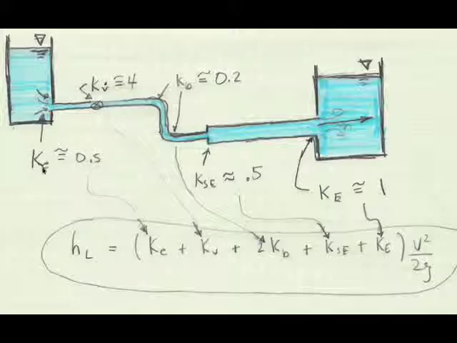Notice also that each K value is given a subscript. A lowercase e means this is the minor loss coefficient for an entrance. A lowercase v means a minor loss coefficient for a valve, etc.